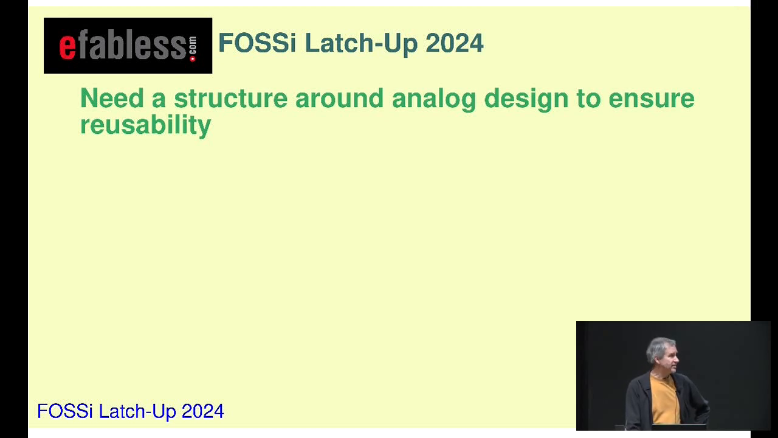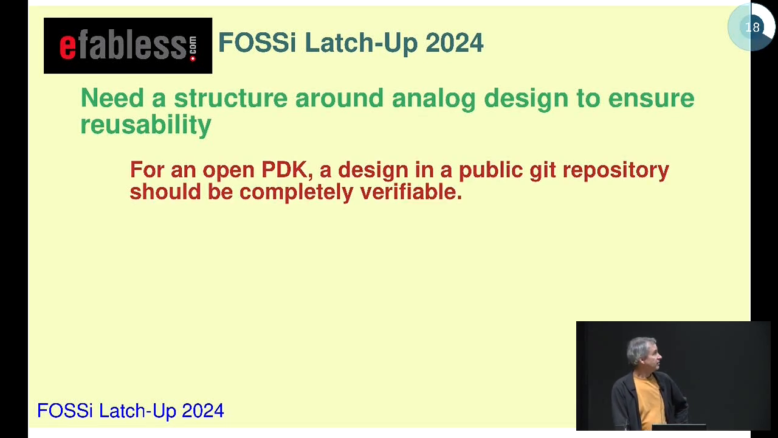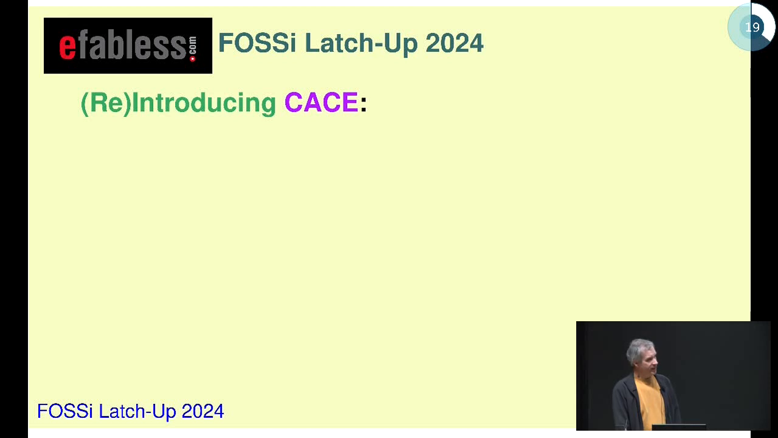So what we really needed was a structure around the analog design to ensure that we could have reusable analog design. And the general principle here is that if you have an open PDK and you have a design in a public Git repository, then you should be able to completely verify that. You should be able to download that and say, I can prove that that circuit behaves exactly as the designer said it did. And so this is a long-term project.